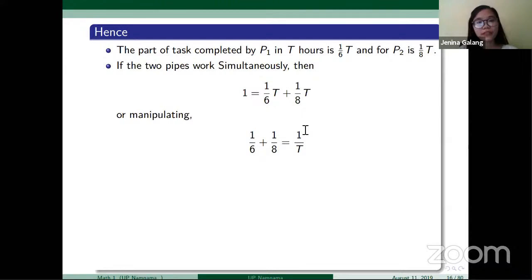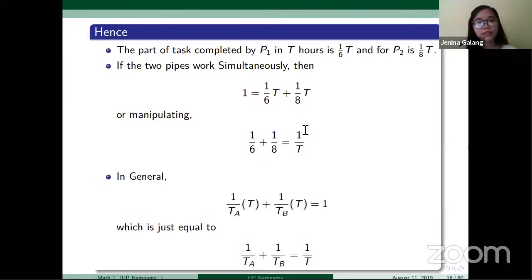So in general, we have this. So if the part of a person or a machine plus the part of another person or a machine is equal to the one completed task, which is equal to this equation.